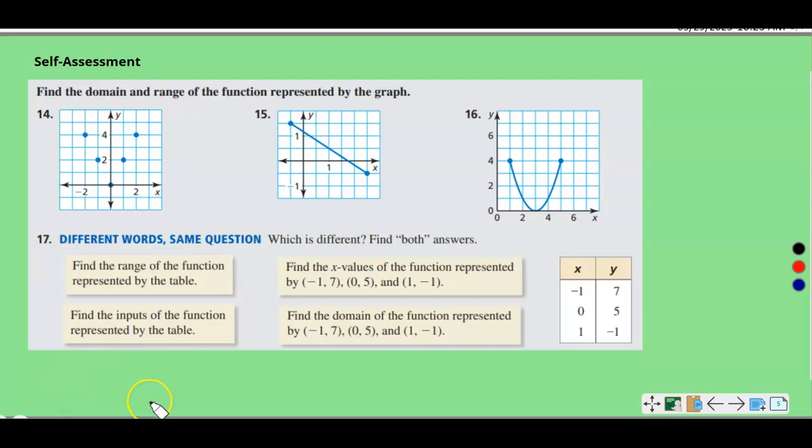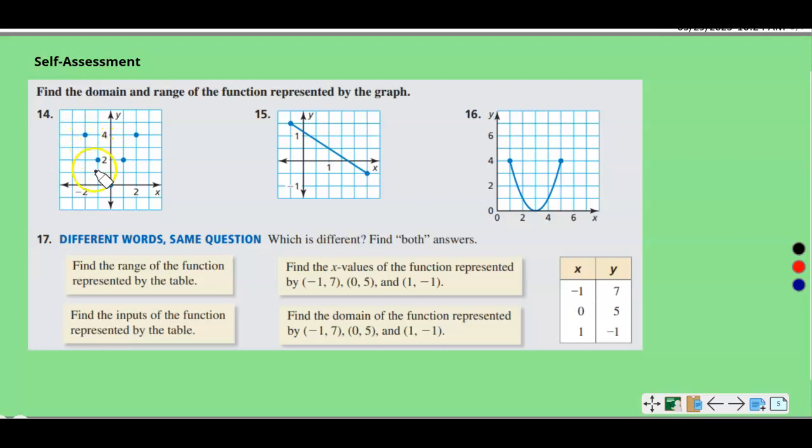All right, we're still looking at functions. This is the second part of the lesson. So we just finished in the last video looking at how to determine what the domain and range of a function is. So I want you to take a moment and see if you can determine the domain and range of each one of these graphs here.